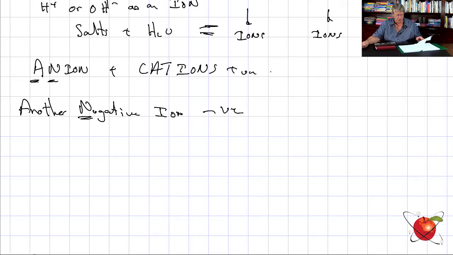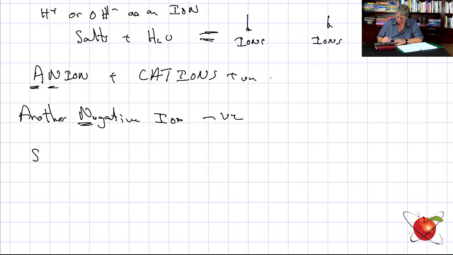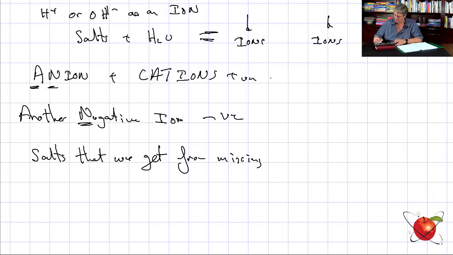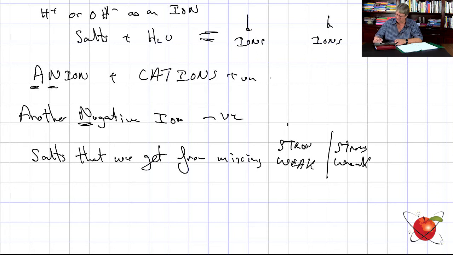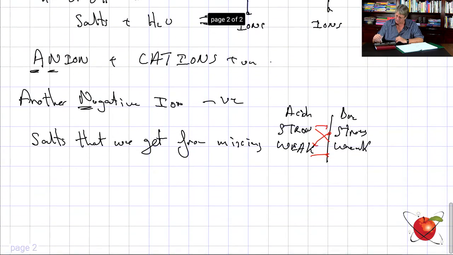Now, let's just look at mixing something. Let's look at the salts that we get from mixing strong, weak, with strong and weak acids and bases. Now we're going to do it this way as well. Okay? So we're going to be mixing strong with strong, weak with weak, and strong with weak and weak with strong. Let us start off with something that we know is a strong acid and a strong base.